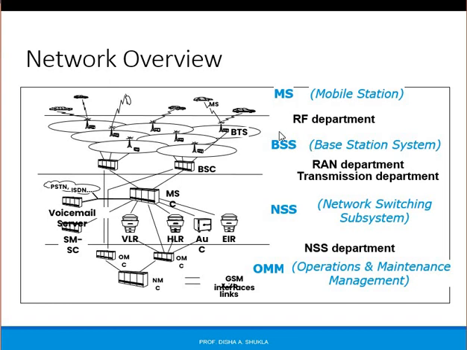We will see all of them further, but mainly it has the mobile station MS, the BSS, that is the base station subsystem, that is this one. Then we have the NSS, that is the network switching subsystem, and the last one is the operation and maintenance management. This area is called the MS, this area is called the BSS, wherein you have the BTS and the BSCs. This area is called the NSS, that is the network switching subsystem, wherein you have all the registers, and this is the OMM, that is the operation and maintenance system.